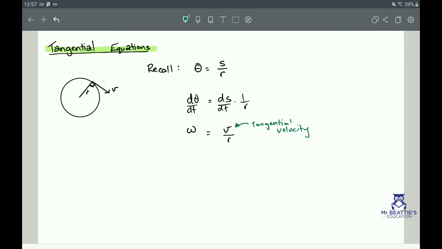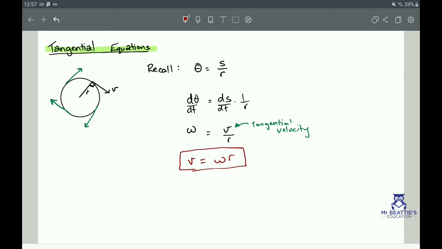So the velocity that this object would have if it came off at a tangent to the circle it's going around at any point, as long as it's a tangent to the circle, the velocity would be this relationship here. And if we rearrange that so it's all on one line, we would get v is equal to omega r.